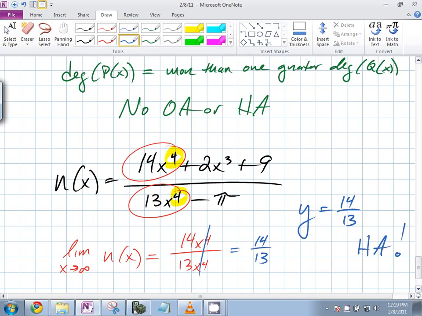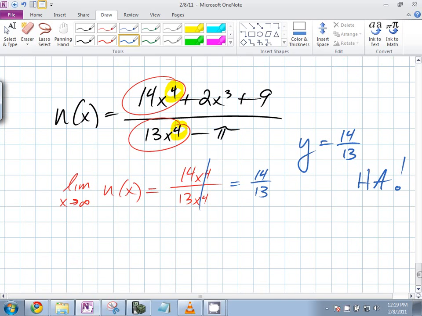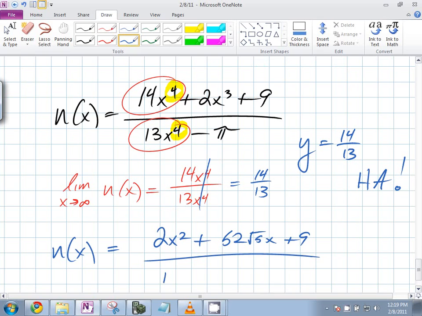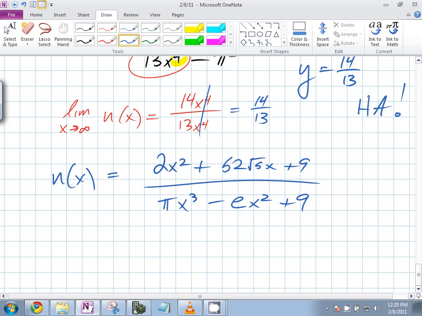Yes. What was the other way you could have a horizontal asymptote, if the degree on top was less than? So let's say we had 2x squared plus 52 root 5x plus 9 over pi x cubed minus e x squared plus 9. I'm just making it weird. It doesn't matter what they are, right? Does this have an oblique asymptote? It has a horizontal because the degree of the bottom is greater than the top.